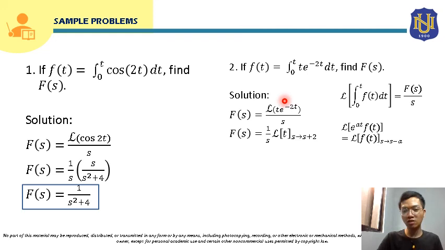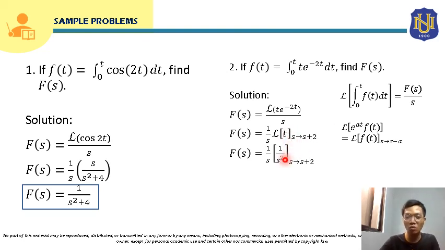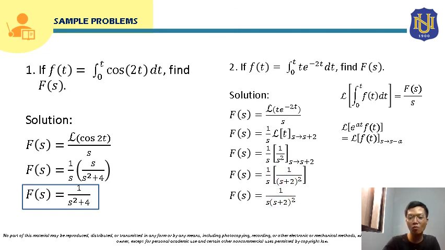For using the first shifting theorem, we are just going to solve for the Laplace transform of t and replace the variable s with s minus a, wherein our a here is negative 2. So s minus negative 2 is s plus 2. The Laplace transform of t from the table is just 1 over s squared. So we will substitute s with s plus 2, and this will become 1 over (s plus 2) squared. Simplifying, this will become 1 over s times (s plus 2) squared. This will now be the answer.